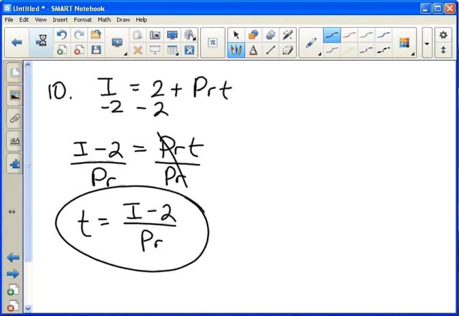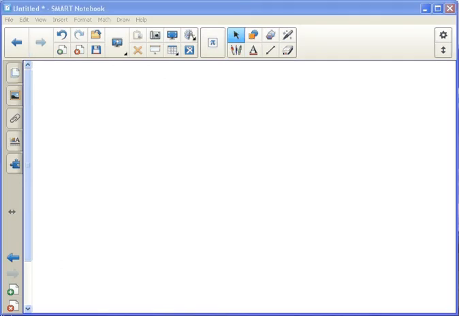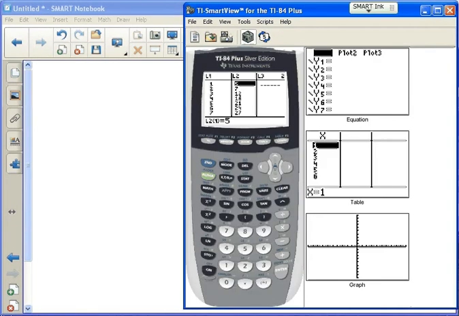Now for number 11, you have to use a table, and I've already plugged the table into the calculator here. It represents the number of rocks here in L1 and the height of water here in L2. So part A says plug these values in your calculator and run a linear regression to find the line of best fit. What is the equation that your calculator finds?